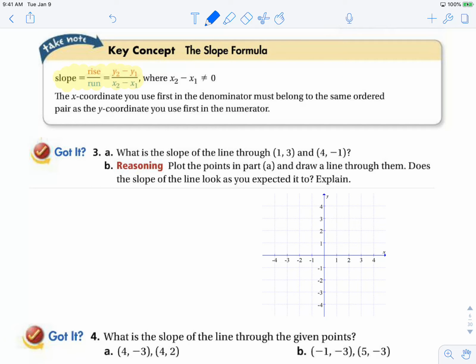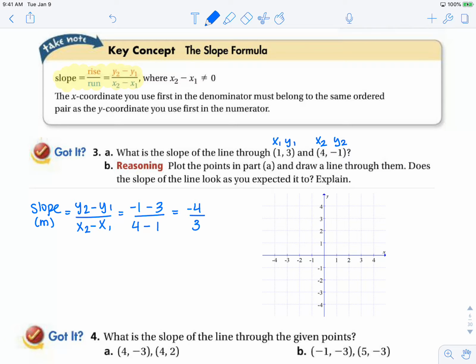Here is our first point, so we're going to label that x1 and y1. And our second point is going to be x2 and y2. Your slope, which is m, equals y2 minus y1 over x2 minus x1. So y2 is negative 1 minus y1, which is 3, over x2, which is 4, minus x1, which is 1. So this becomes negative 4 over 3.